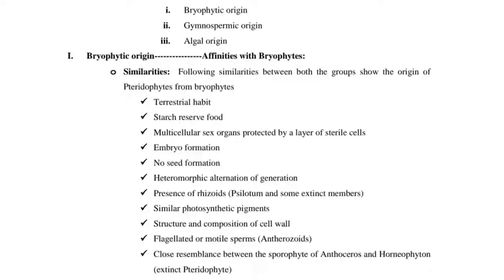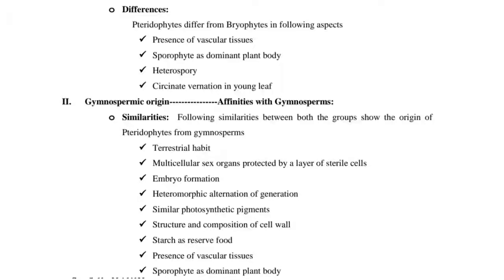Extinct pteridophyte. Differences. Pteridophytes differ from bryophytes in the following aspects. Presence of vascular tissue. Sporophyte is the dominant plant body. Heterospory. Circinate venation in young leaf.